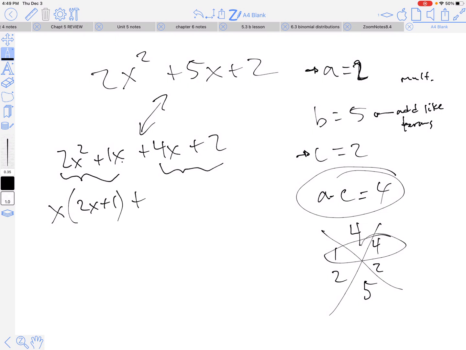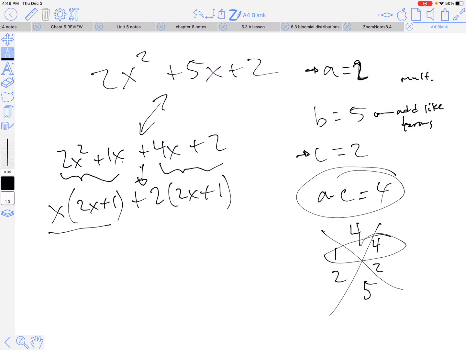Then I'm going to look at the next group. I have 4 and a 2, and I brought down that plus sign, okay? So whatever's in between the 2 groups, you bring it down. 4 and 2, I can pull a 2 out of there, and if I pull a 2 out of 2, I'm just left with 1, okay?